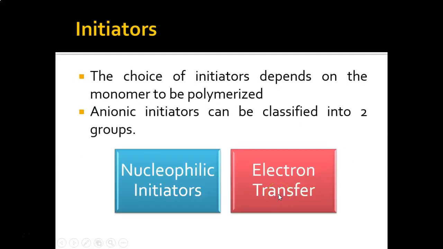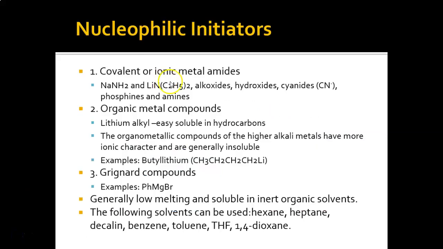Now we look at the choice of the initiator in anionic polymerization. It depends on the monomer to be polymerized, and it is classified into two groups, which are nucleophilic initiators and electron transfer initiators. We have covalent or ionic metal MR, for example, NaNH2, LiC2H5, alkoxide, hydroxide, cyanide, phosphines, amines.